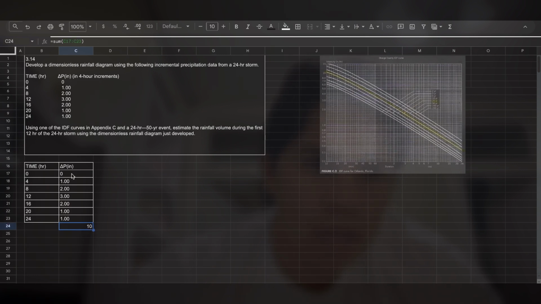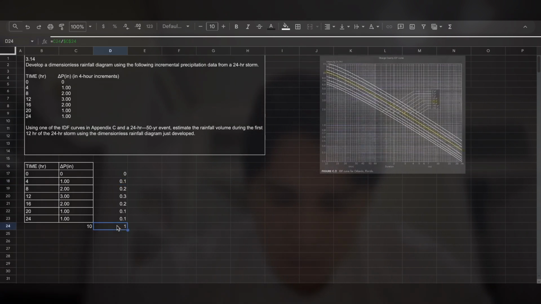So we got 10 inches. We're working with inches. In this storm, 10 inches of precipitation was accumulated by the end of the storm. So to make it dimensionless, we need to divide each one of these values by the total precipitation. Let me make this absolute, because we're going to use that for everything.